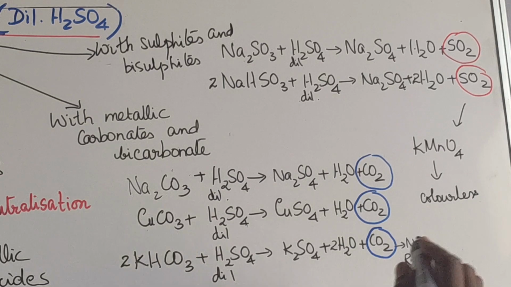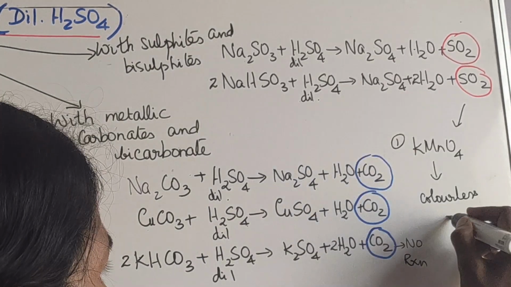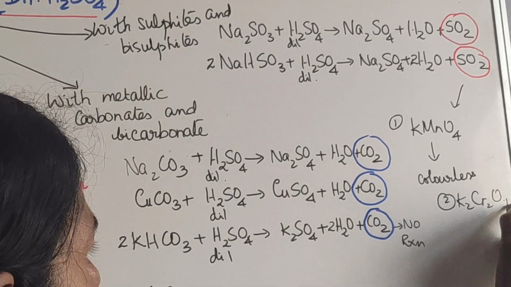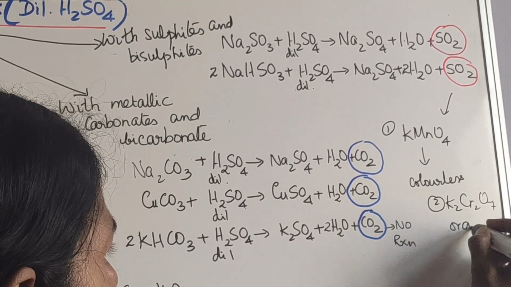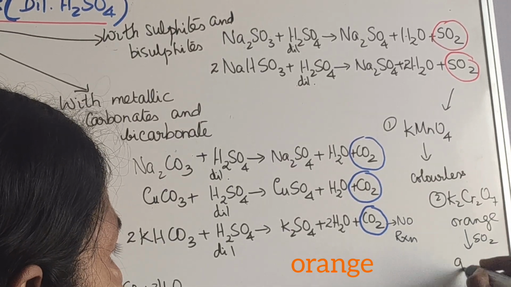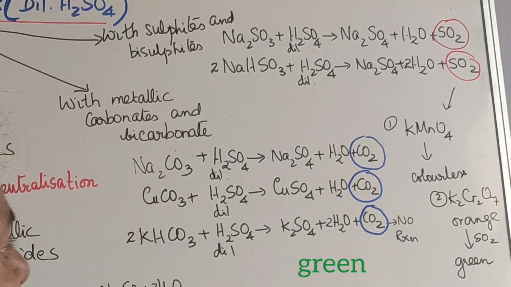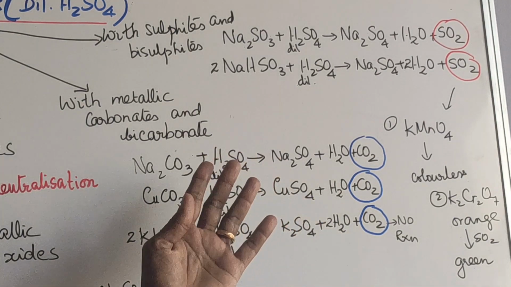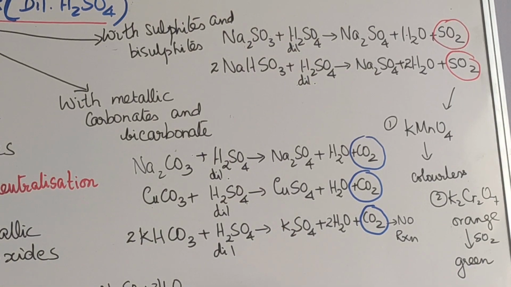Okay. Similarly, this is the first test. The second one is with potassium dichromate, that is orange in color, with sulfur dioxide would turn green. But again, no reaction with carbon dioxide. Okay. Now we move on to the last set, that is with sulfides.